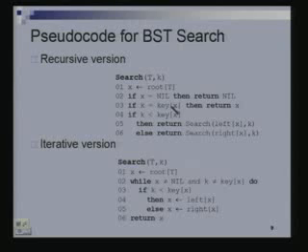If the key in this root node x is equal to the one you are searching for, then you just return this root node. If k is less than the key in the root node, then you have to recursively search in the left subtree. So you are searching in the left subtree of x, and what are you searching for? You are still searching for k.